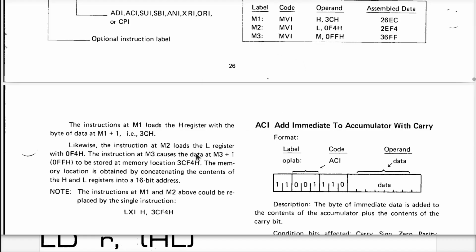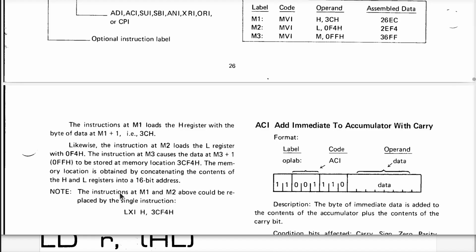M3 down here causes the data at M3 plus 1. The second byte in this instruction here, 36 is the opcode that includes this M value, and the FF is the value you want to store into the destination, which is the memory. But where? It says it causes that to be stored in memory at location 3CF4. The memory address is obtained by concatenating the contents of the H and L registers into a 16-bit address.